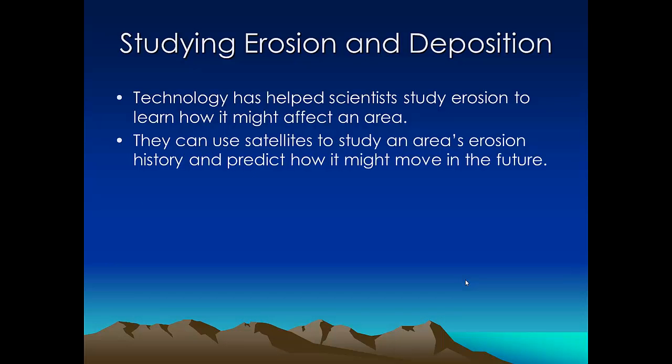Why is it important to study this? Because scientists like to know the history of erosion and how it might affect an area. If we know that an area has a tendency to have a lot of erosion, we're not going to want to build buildings there. We're not going to want to build homes on land that might have sinkholes for obvious reasons. So it's important to know how erosion and deposition have worked in the past.